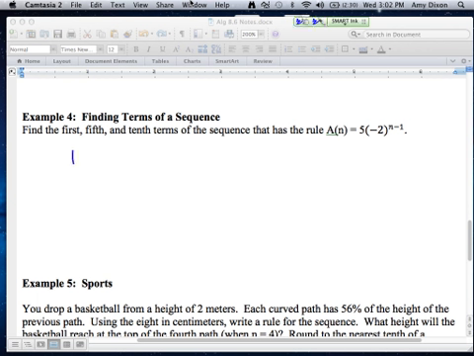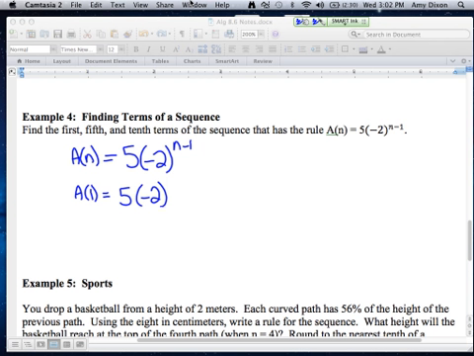Let's write the function here. A of n, remember this is also a function, equals 5 times negative 2 to the n minus 1. So what we're going to do is take turns plugging in 1 for the first term, 5 for the fifth term, 10 for the 10th term. So if we plug in a 1 for n, we get a of 1 equals 5 times negative 2 to the 1 minus 1 power. So this is where the n is, where you plug in that 1 or 5 or 10.